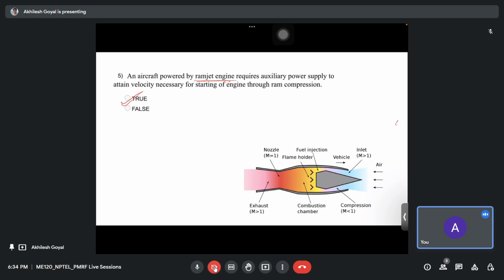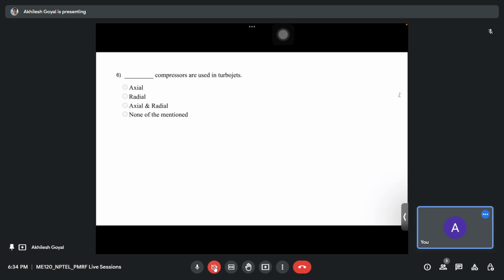Now the next question here is, the blank space compressors are used in turbojets. Okay, so as you've seen in multiple pictures of turbojet engines, there is a flow in the direction of the axis of the compression. So basically, those compressors that are used in the turbojets are axial flow compressors, and here the correct option is axial, because in the case of turbojet engines, axial compressors are used.